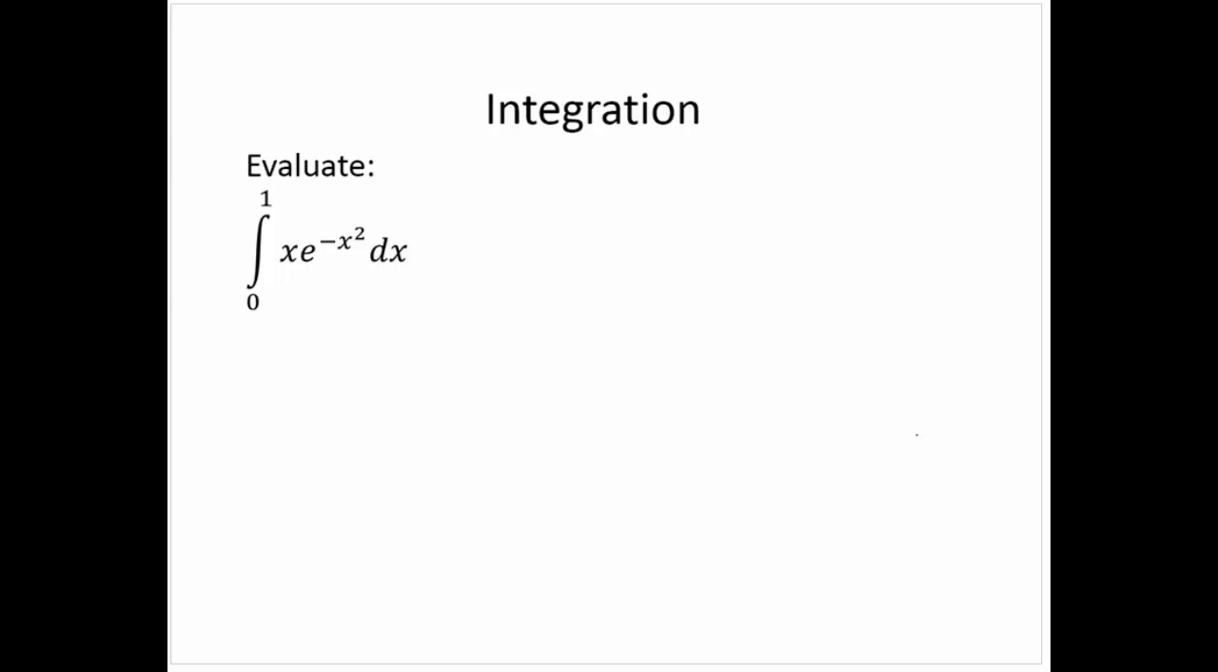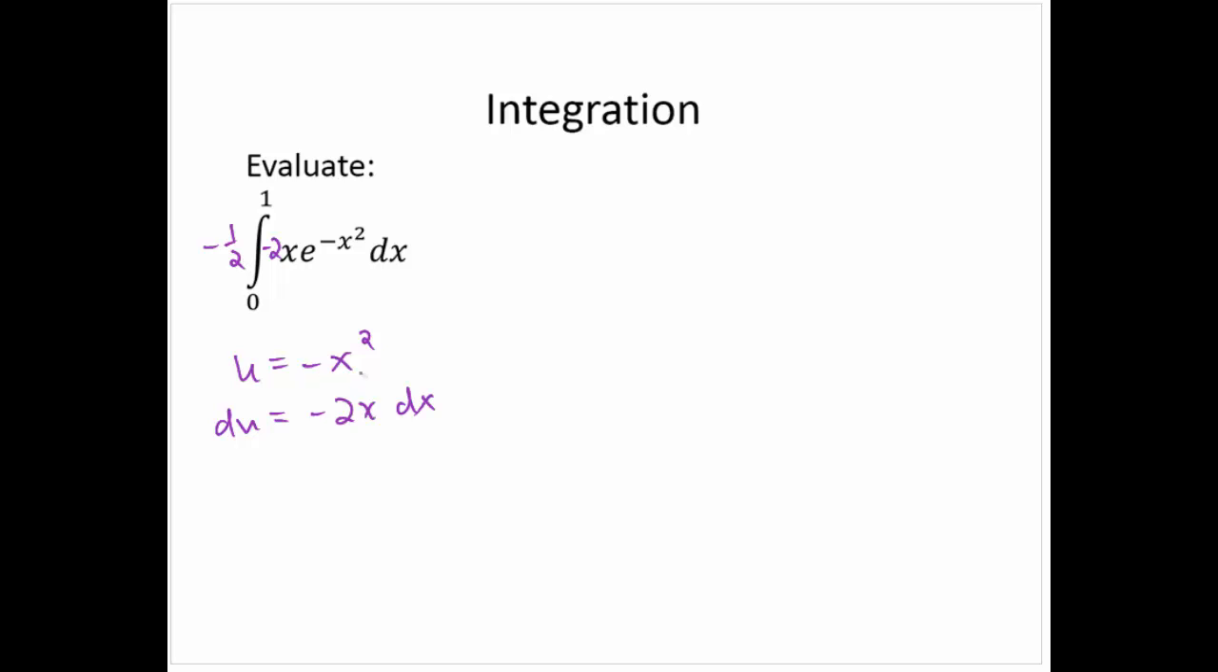All right, how about a definite integral? So here we're asked to evaluate the integral from 0 to 1 of x e to the negative x squared dx. Again, this seems like a good place for a substitution, so I'm going to try u equals the exponent. So u equals negative x squared, then du would equal negative 2x dx. I have the x, so I would need a negative 2 multiplied in, and so I would need a negative 1/2 on the outside to balance that.